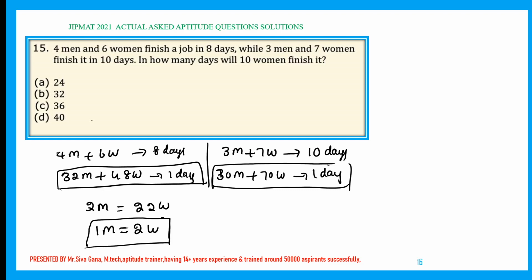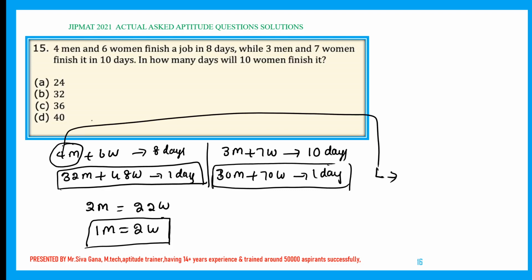Okay, let us take any one. First equation I am converting completely into women. Four men can be written as, sorry, this is 11, right? Two 11s are, four men can be written as 4 into 11, 44 men. 44 men plus 6 women can do the work in 8 days.